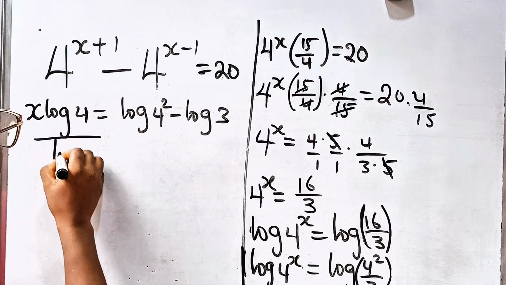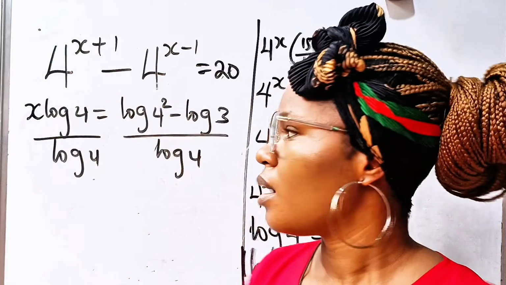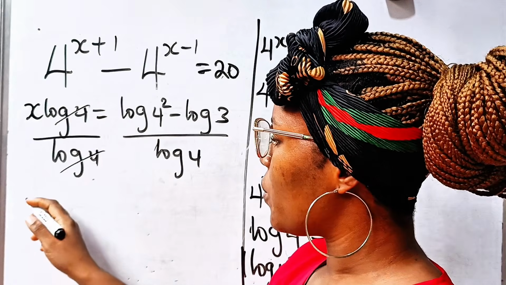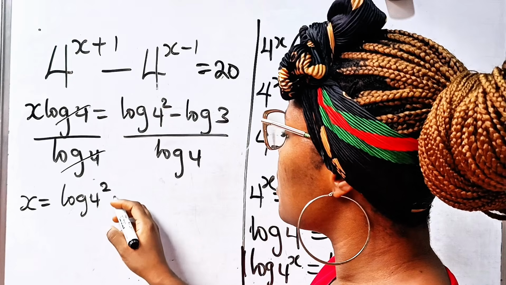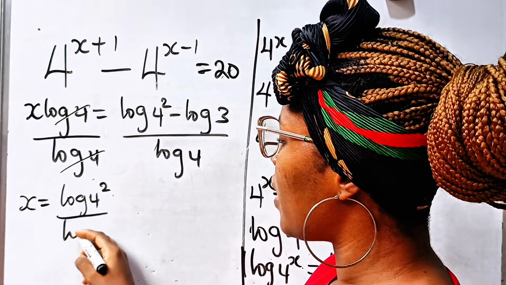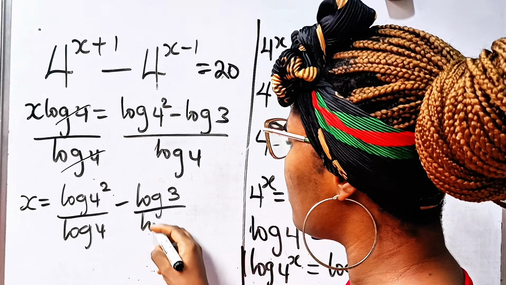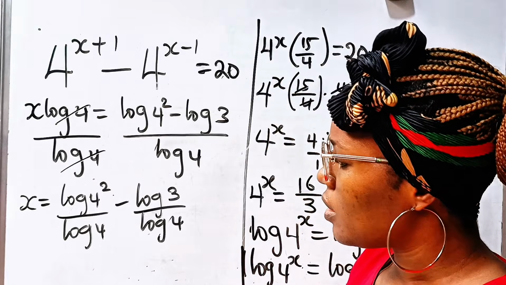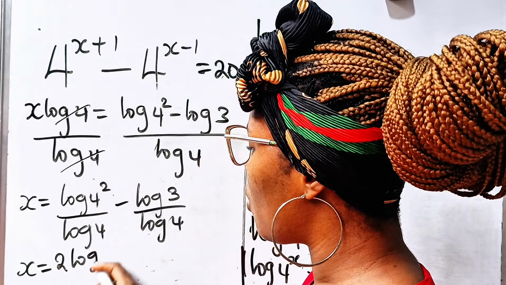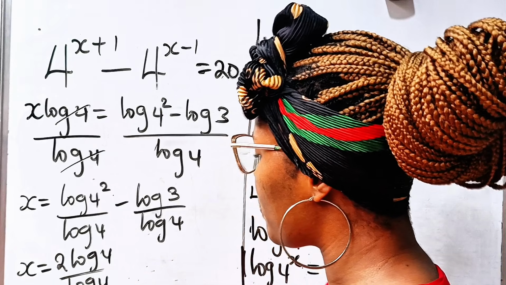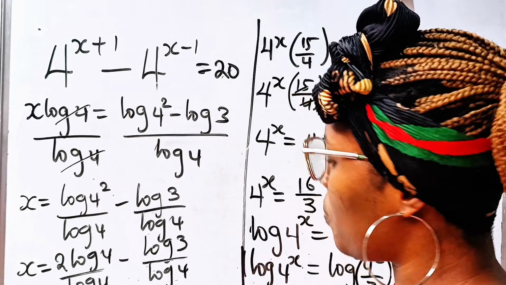So we have divided by log 4, divided by log 4. So log 4, we take away log 4, and we have x is equal to log 4 squared. Let's distribute the denominator: divided by log 4, minus log 3 divided by log 4. Then we have x is equal to, these two comes down, 2 log 4 divided by log 4 minus log 3 divided by log 4.